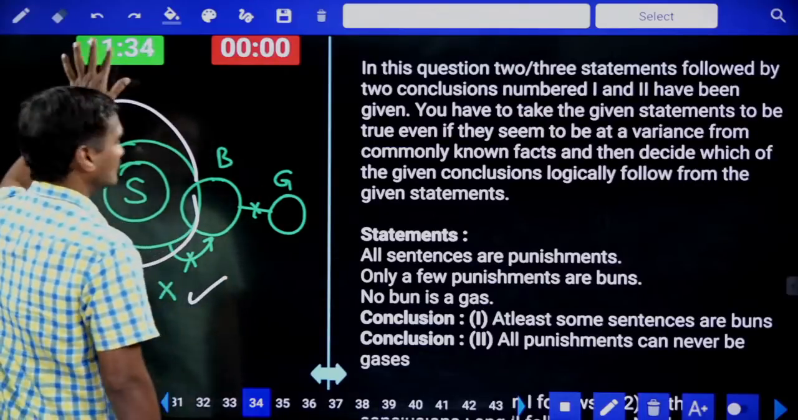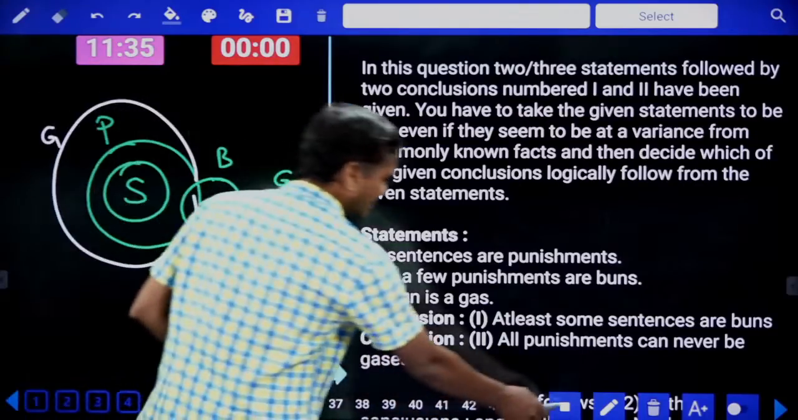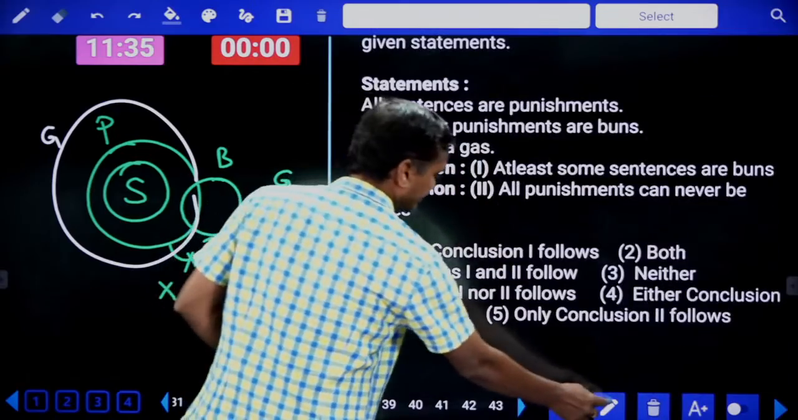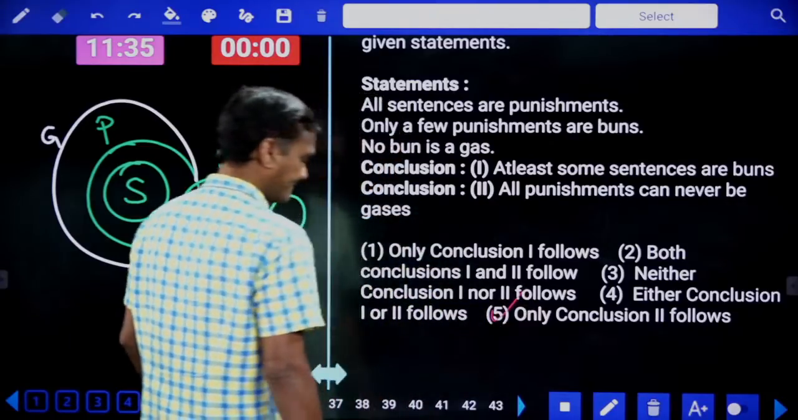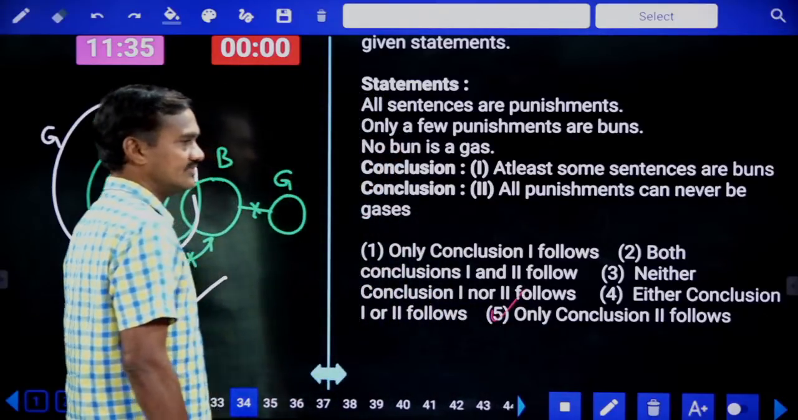And definitely 2 follows. And 2 is the answer. Only 2 follows, and that is given in 34. Only 2, and it is given in choice 5. Clear now? 34, choice 5 is the answer.